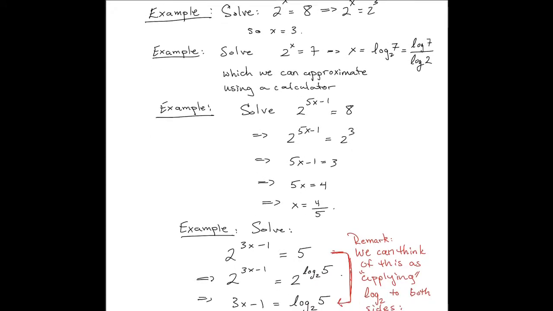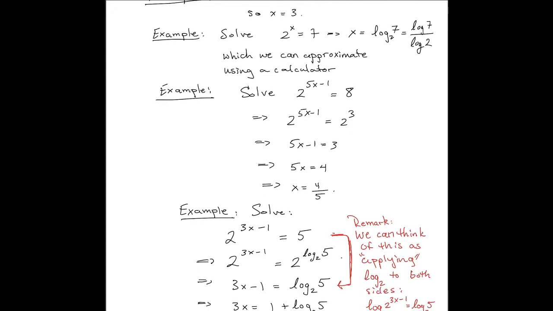Okay, the next is to solve this equation. This is a little bit more complicated, but not that much more. We know still that 8 is equal to 2 cubed. So 3 is equal to 5x minus 1. And solving this equation gives us that x is equal to 4 over 5.